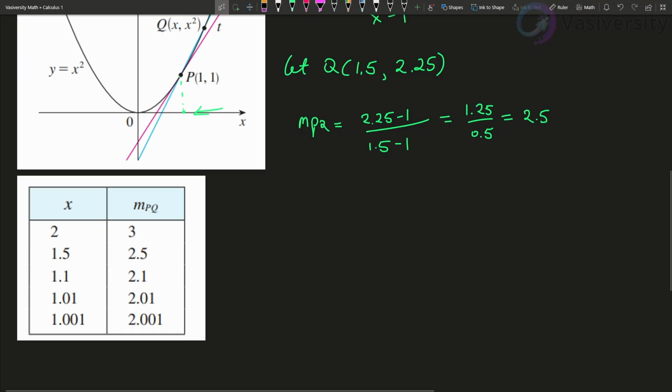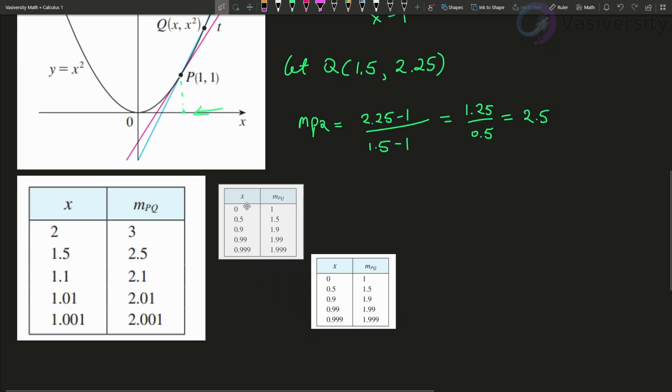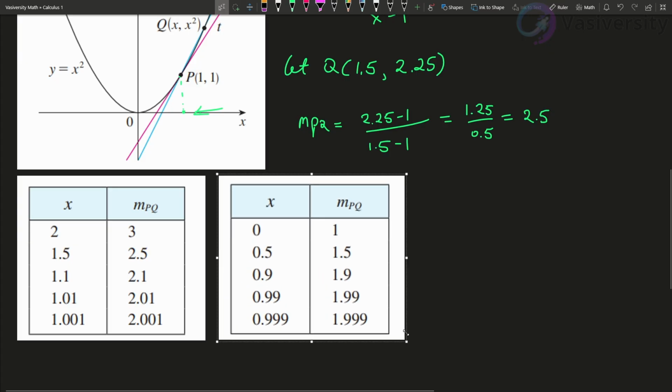We can repeat the same thing with the left-hand side. On the left-hand side, we would approach it like this. So it's the same graph, but now we're approaching it from the left. We have 0, 0.5, 0.9, and now we're also approaching 2, but from the left. So this graph is going to be like this. We're approaching it from the left.